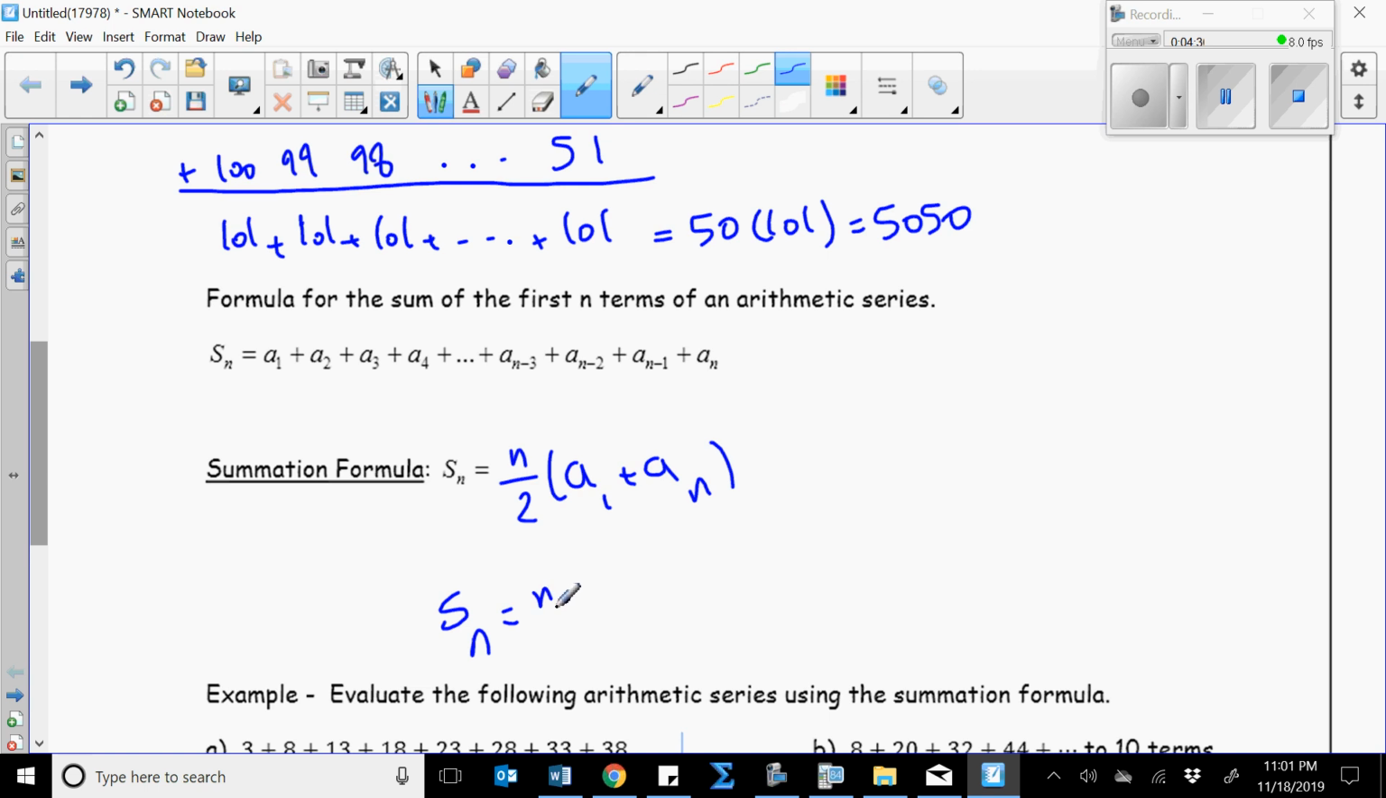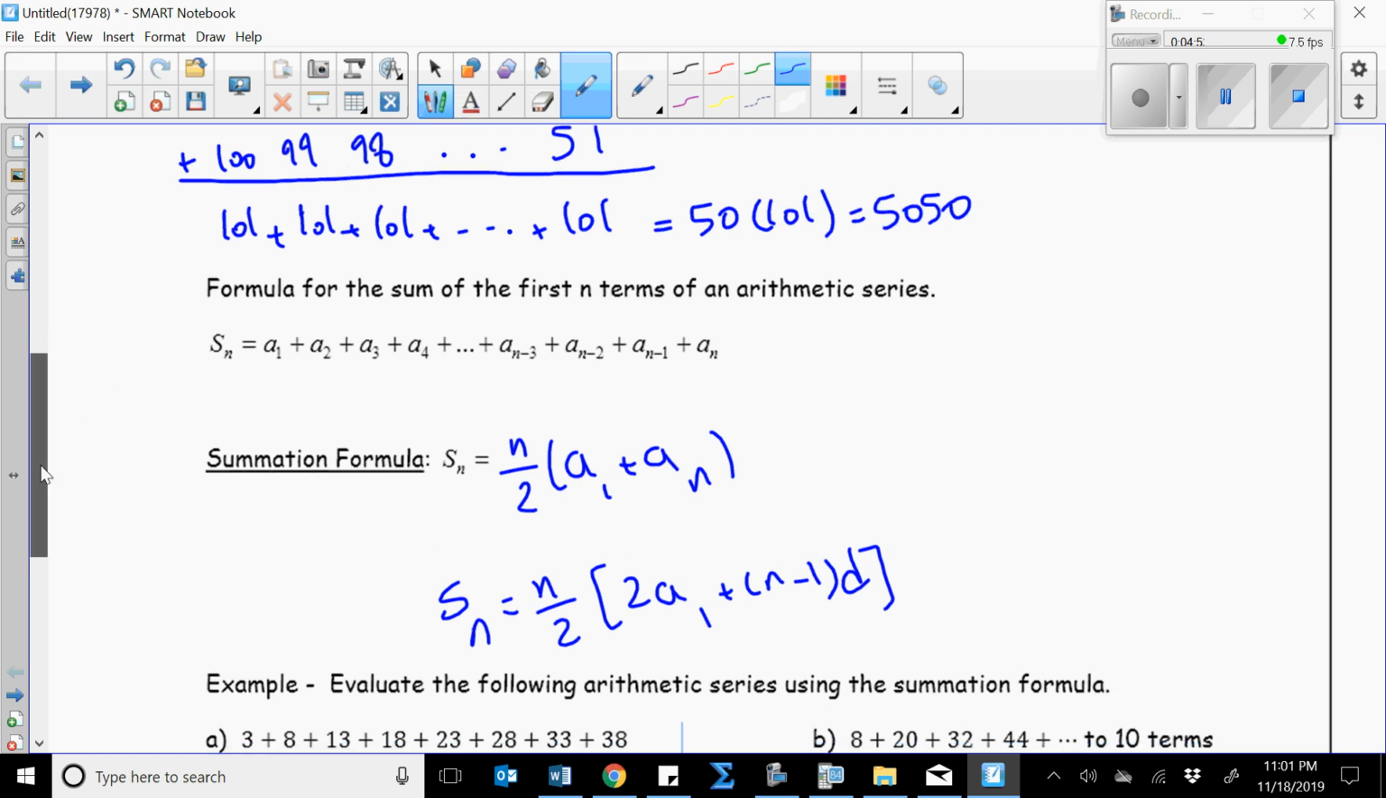Sn is equal to n over 2 times (2 a1 plus (n minus 1) times d). So whenever you don't have the last term, you can use this formula to find the sum of the first n terms. So let's do some examples here.